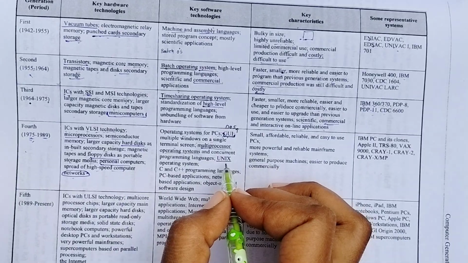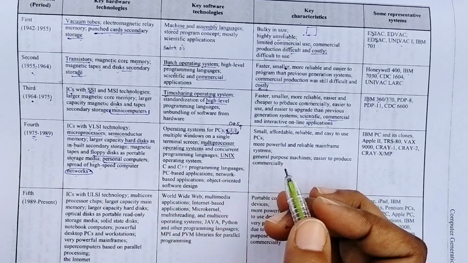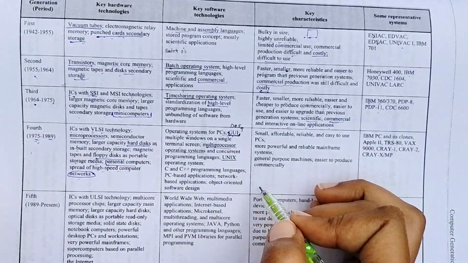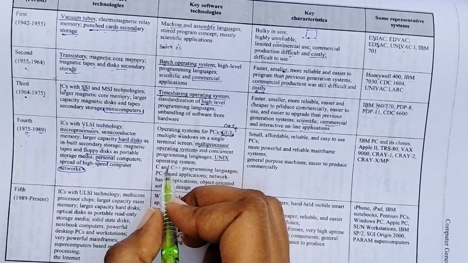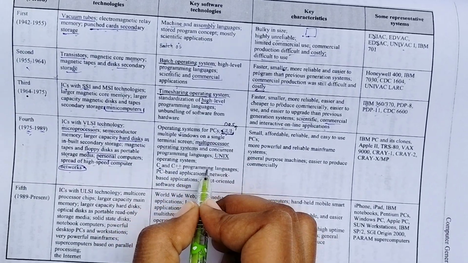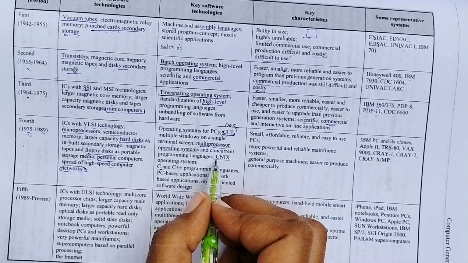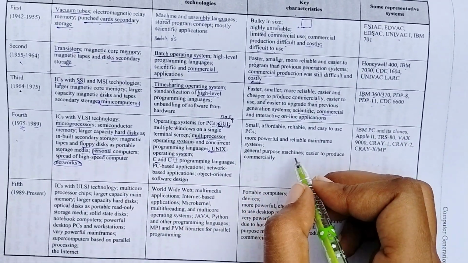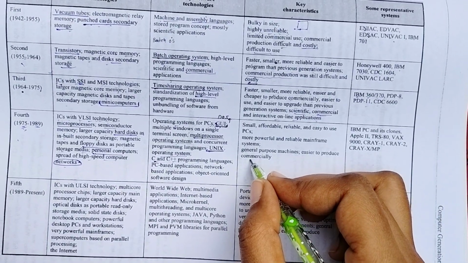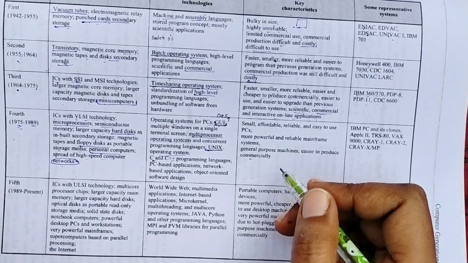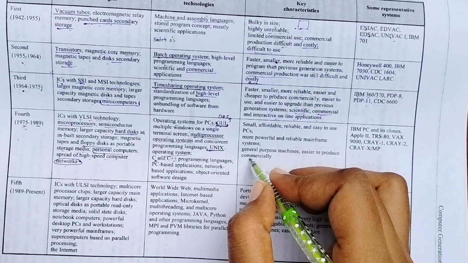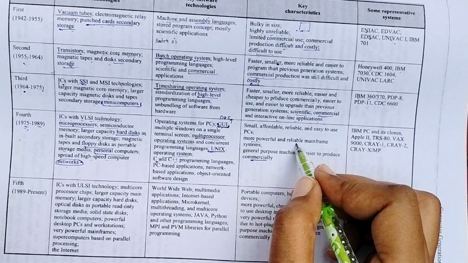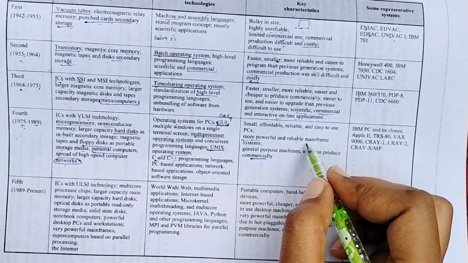It's now familiar to people because it's small in size, affordable, reliable, and easy to use. Some languages we are using are C and C++ programming languages, and we started to use the Unix operating system. General purpose machines are easier to produce commercially, and easy to use for commercial purposes. It's more powerful than all the previous generations.